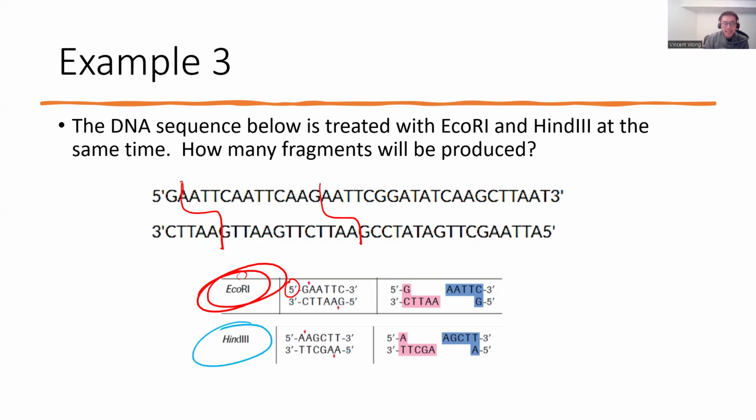Let's see about HindIII. It's AAGCTT. So I'm just going to scan for the palindrome. AAGCTT is right here. Okay, and then we're going to have another cut. So total of 3 cuts. 3 cuts is 4 fragments.